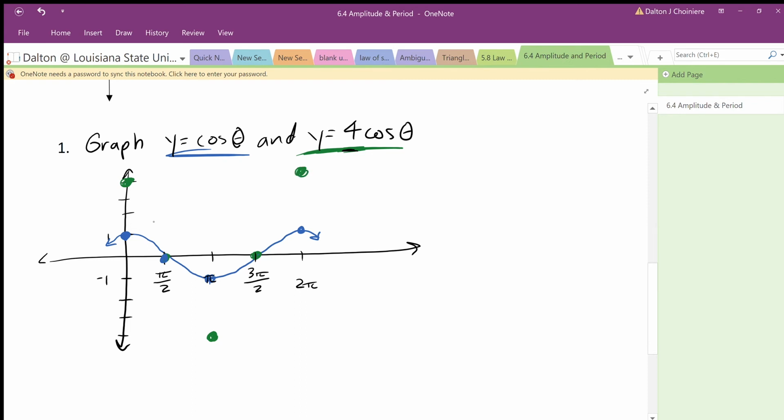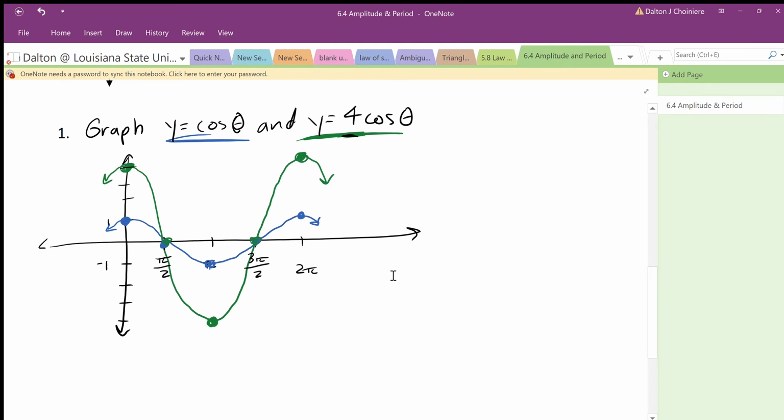And if we had the time, we could make a table of values just to show you that putting a 4 there doesn't change these middle terms here that are back at 0. But again, for the sake of time, that's the basics of it, is that amplitude changes your max and your min values of your basic trig functions. Okay, so there's our amplitude.